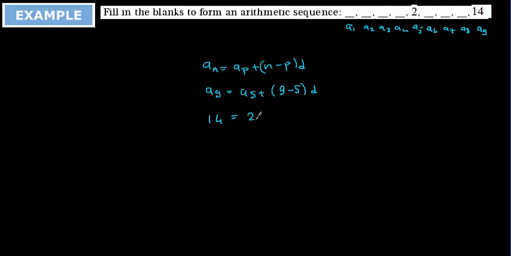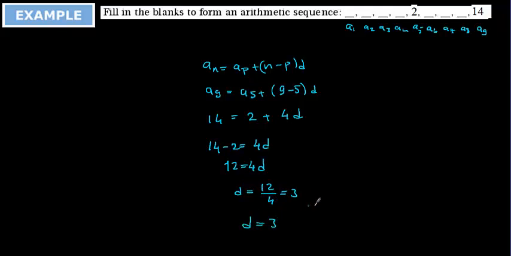14 is equal to 2 plus 4d, and 14 minus 2 is going to be equal to 4d. 12 is equal to 4d. d is going to be equal to 12 over 4, which is equal to 3. So d is equal to 3. With respect to this, I'm going to solve the question, because the difference between them should be plus 3. So A6 is equal to A5 plus d.